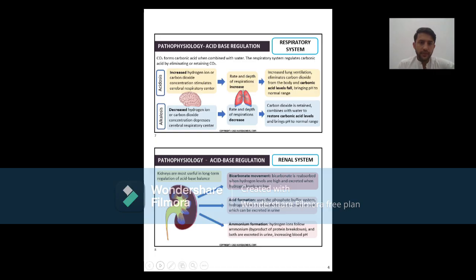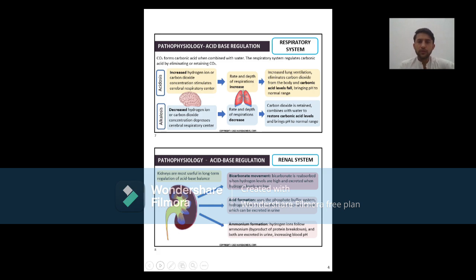If we shed light on the renal system, the kidneys also play a significant role in long-term regulation of acid-base imbalance. The main component is bicarbonate movement. Bicarbonate is reabsorbed when the hydrogen level is high and excreted when the hydrogen level is low. Bicarbonate is basic in nature. When the body has a low pH, bicarbonate will help to increase the pH level because it is basic.